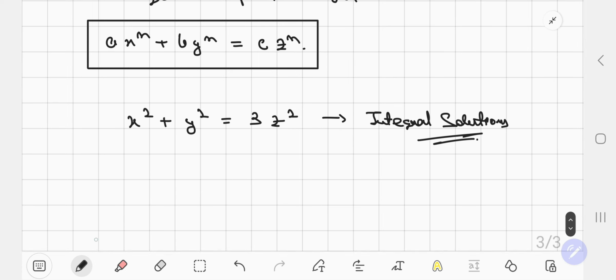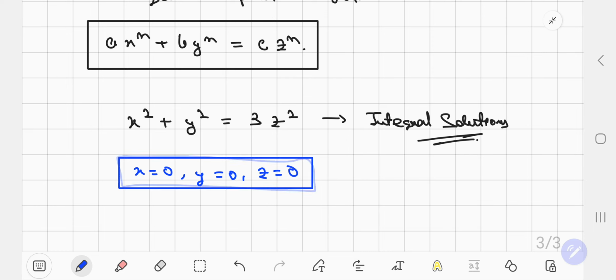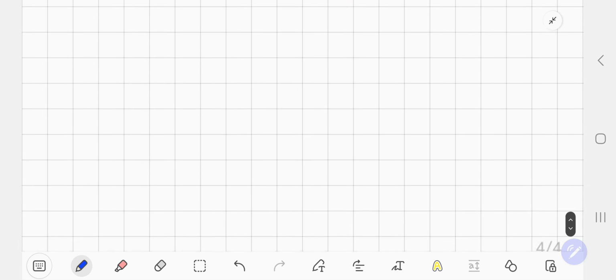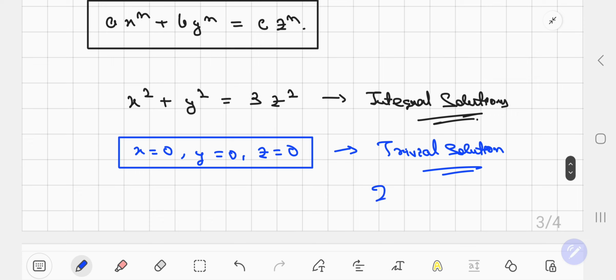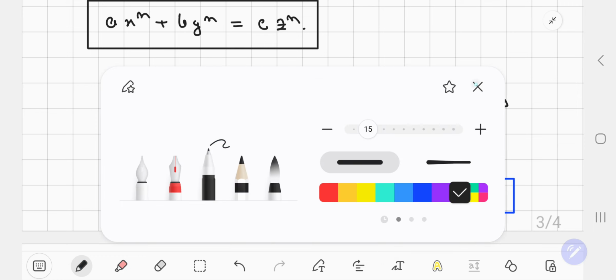Now the first thing we can clearly observe from here is that if I consider x to be 0, y to be 0 and z to be 0, then we get what we call a trivial solution in this case, or rather I can also use the term a zero solution. So what I want to discuss is whether I can achieve any non-zero solution.